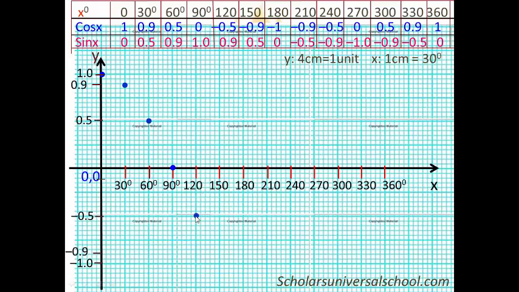Then you go to 150 degrees, and that is minus 0.9. This is 150 degrees, and you have minus 0.9 here. So you plot it there. Then 180, you have minus 1. So cos x is minus 1 at 180 degrees. So this is where we have minus 1 and 180 degrees. That's the point they have in common. Then we have 210 and minus 0.9. This line for minus 0.9, you can see it clearly.